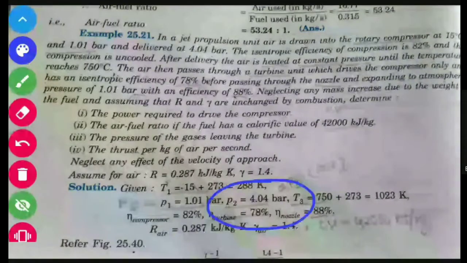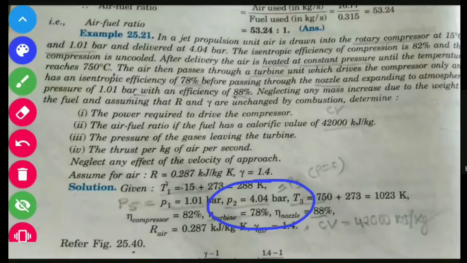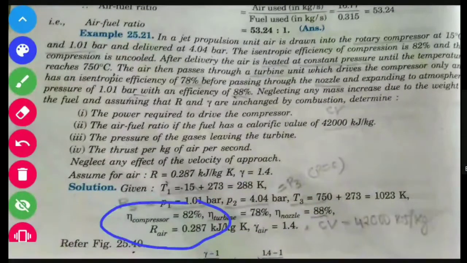The isentropic efficiency of compression is 82%. That means the isentropic efficiency for the compression is given, that is eta C equal to 82%. And the compression is uncooled.